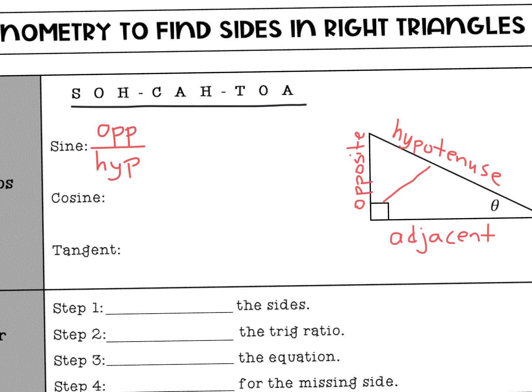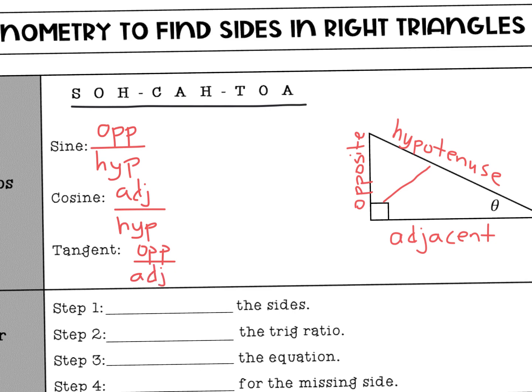Okay? So what is cosine? CAH. What does A stand for? Adjacent over hypotenuse. Yep, over hypotenuse. And then tangent, TOA. Opposite. There you go. Opposite over adjacent.